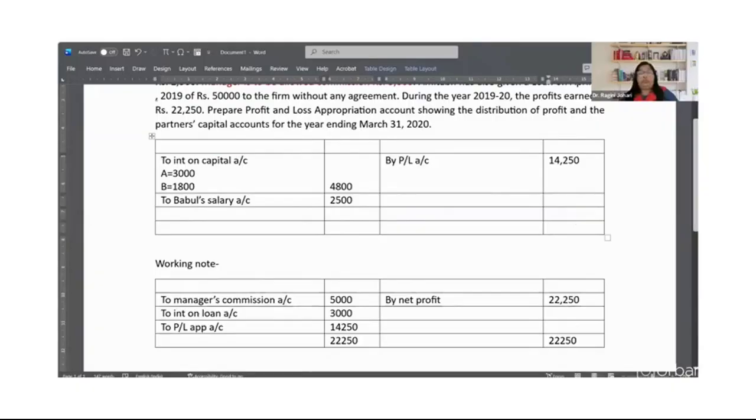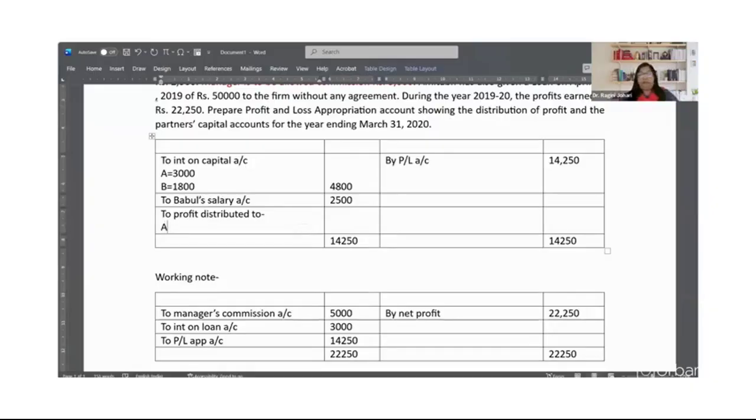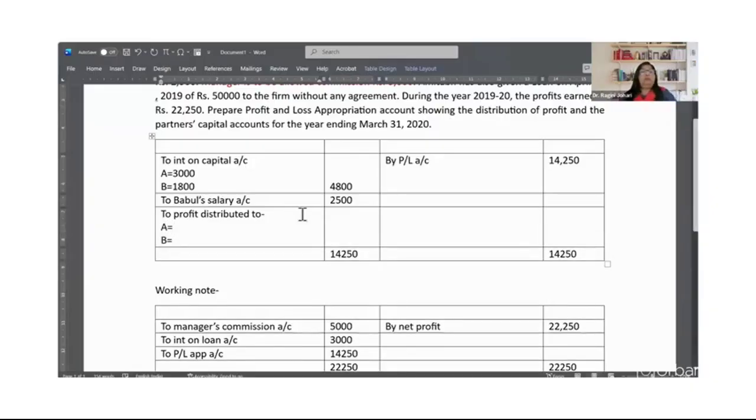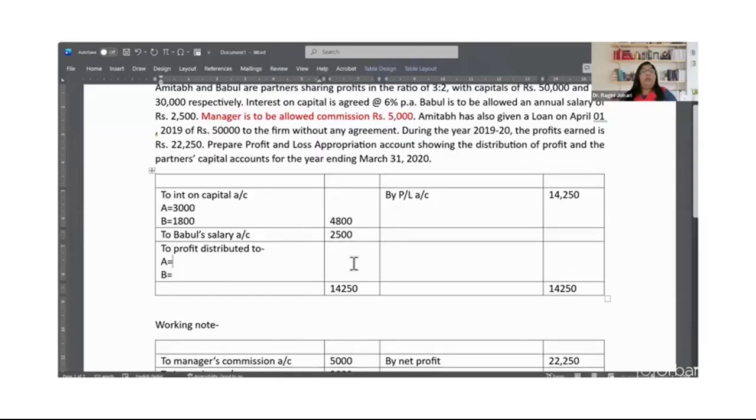All right. So over here we have 14,250. This time also we will be writing the same thing. And here we are going to write the balance profit, which will be distributed among the partners, Amitabh and Babu.